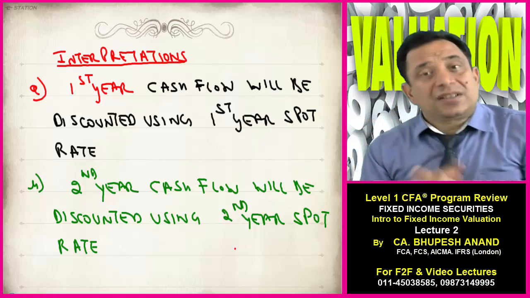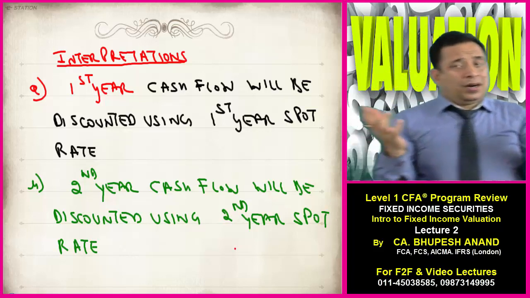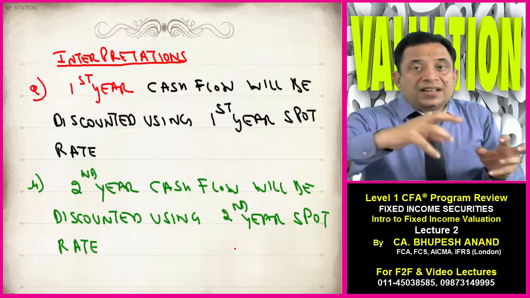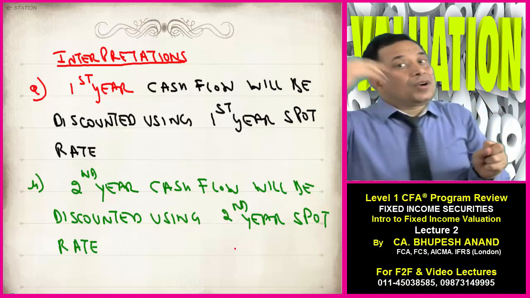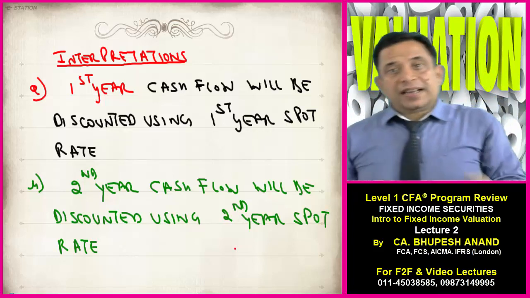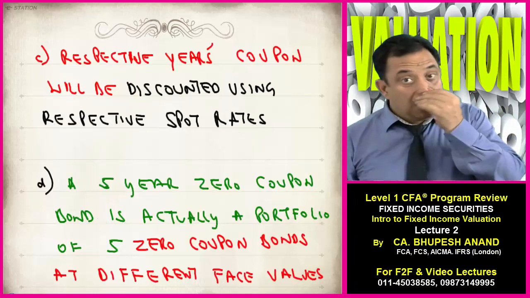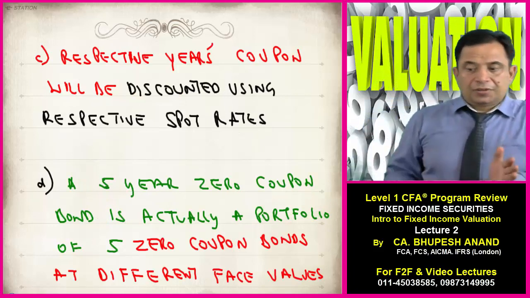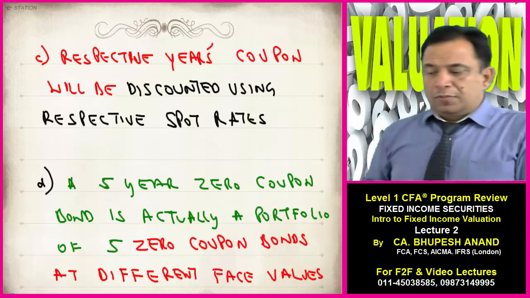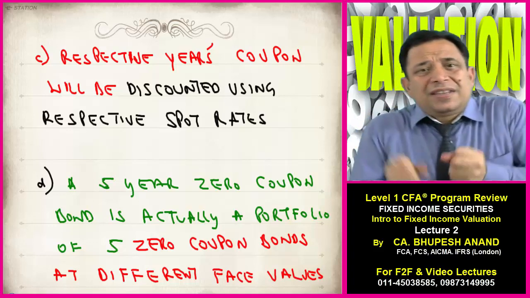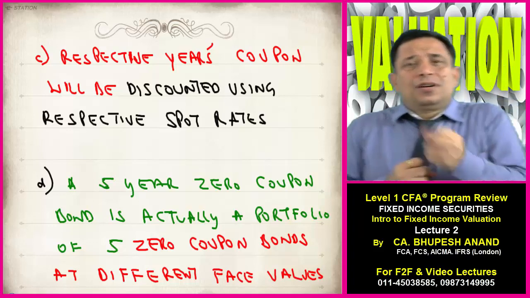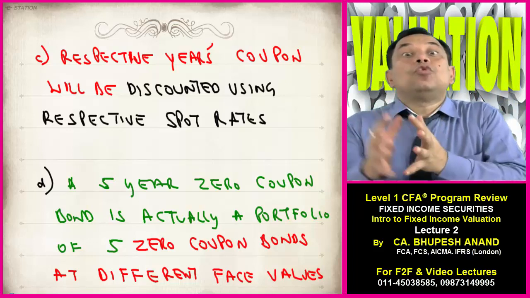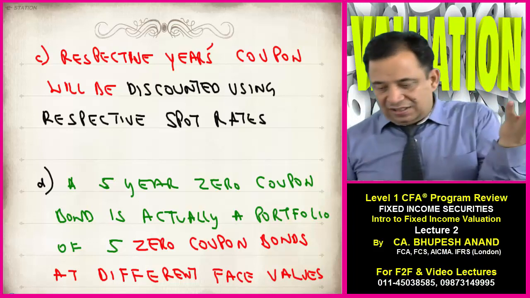First year cash flow will be discounted using the first year spot rate. It is very important. If you are investing for the first year, it is the first year rate; if you are going for two years, then it will be discounted at the second year rate. It means third year cash flow will be discounted at the third year spot rate, fourth year cash flow at the fourth year spot rate, fifth year cash flow at the fifth year spot rate. A fifth year zero coupon bond is actually a portfolio. Now if I say this, a 5 year zero coupon bond is a portfolio of 5 coupons, if I see it like this.